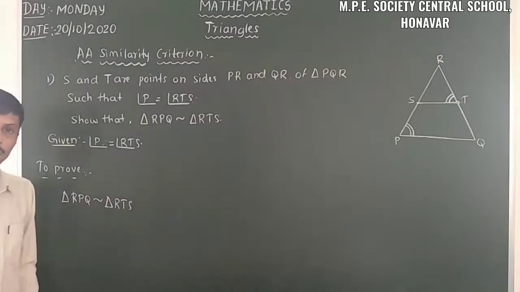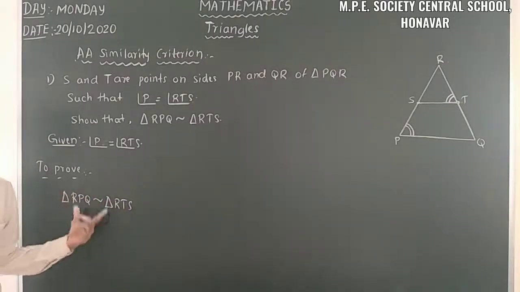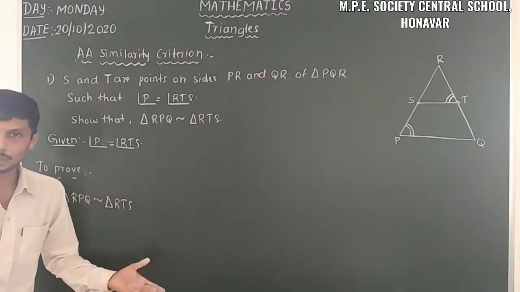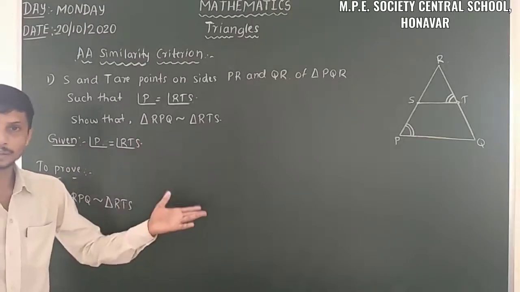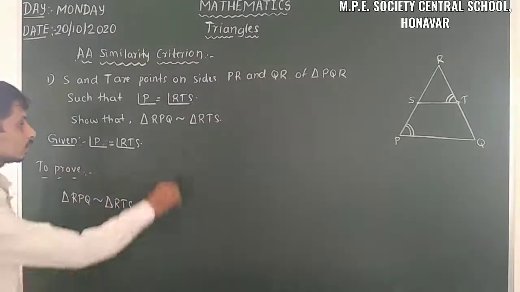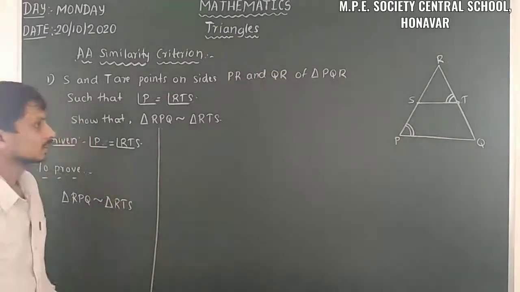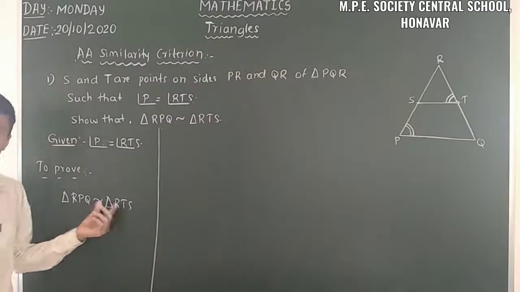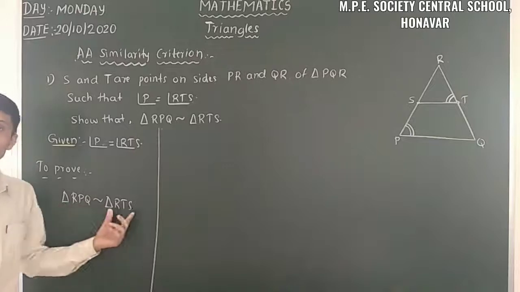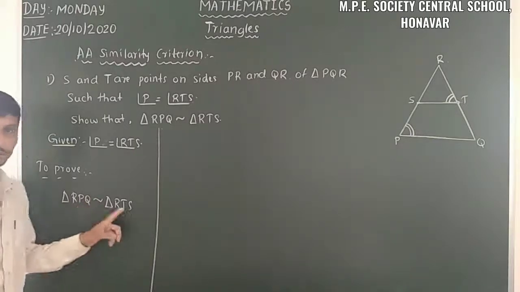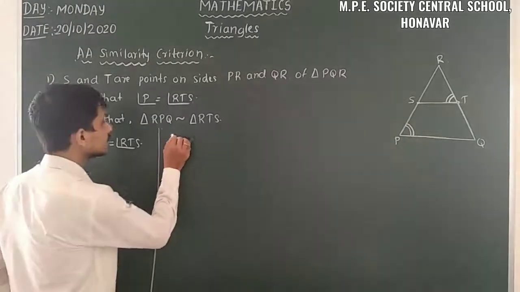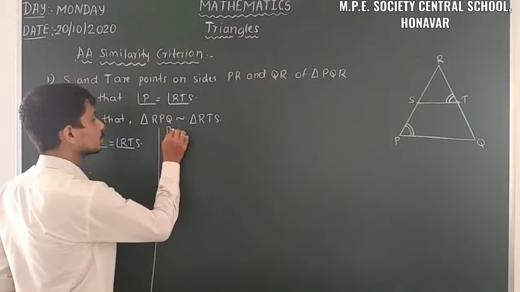So here we have two triangles. Take the two triangles and find out any equalities using some of the criteria, so that you come to the conclusion that those two triangles are similar. Here we have to conclude a similarity between those two triangles, so we consider those two triangles only. Consider triangle RPQ and triangle RTS. Here is the proof.